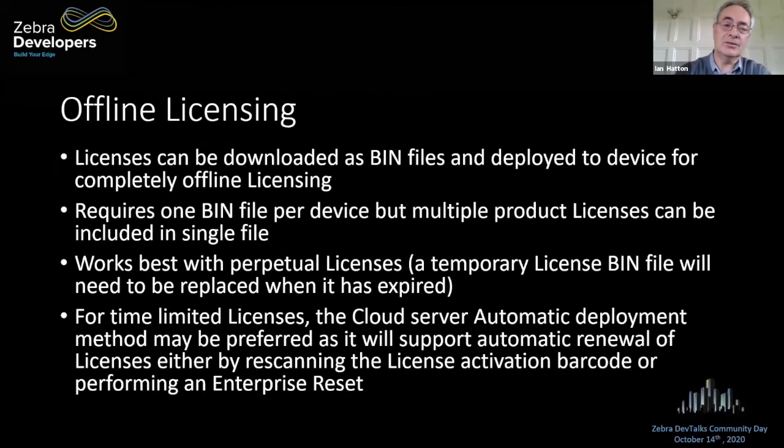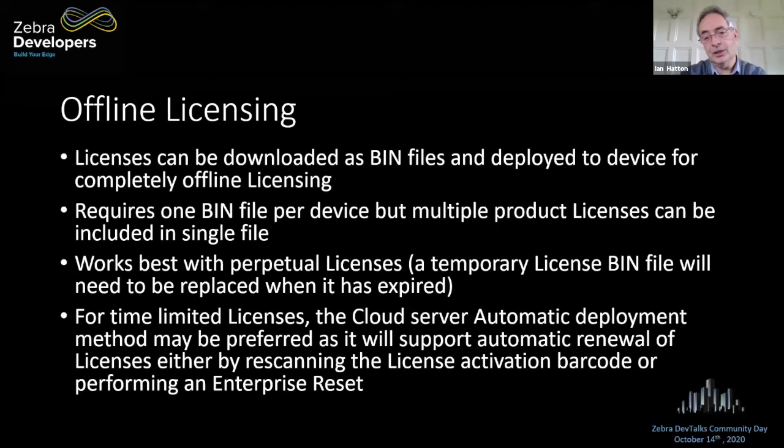First one, offline licensing. Licenses which you create on the server side can be downloaded as bin files, a binary file, and deployed to the device for a completely offline licensing solution. In this case, you require 1 bin file per device, but the bin file can contain multiple product licenses in a single file. So if I have a TC26, I can have both an MDNA enterprise license and an enterprise browser license included in the same single bin file.